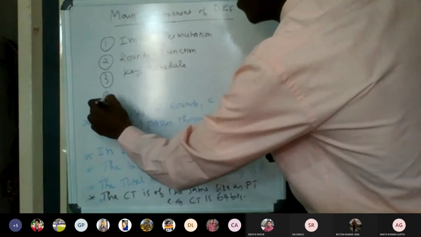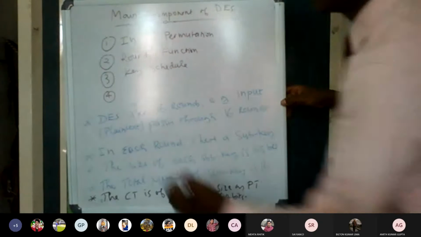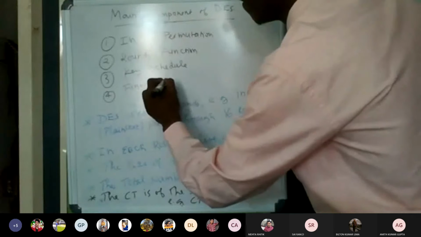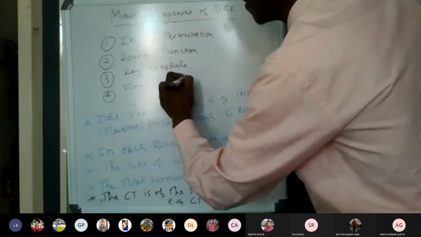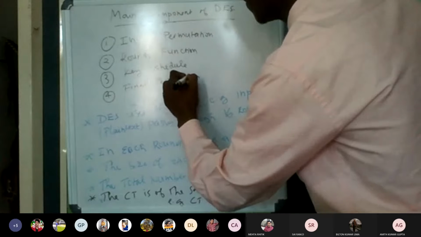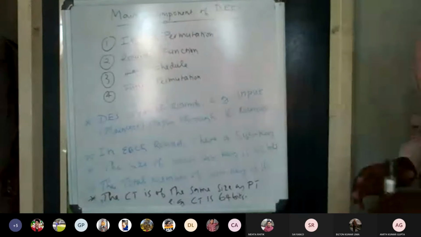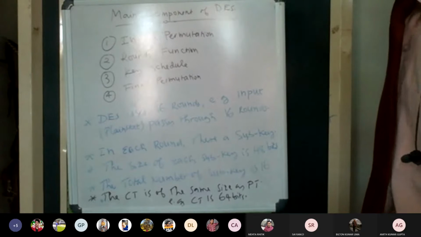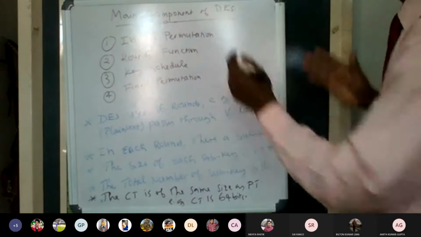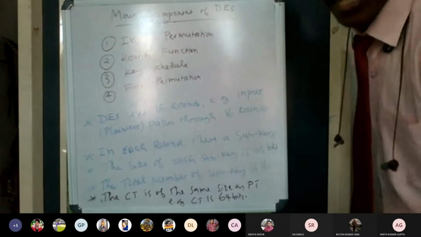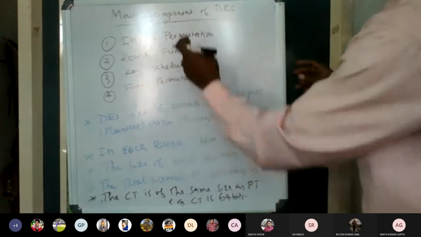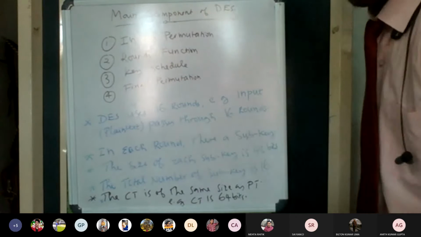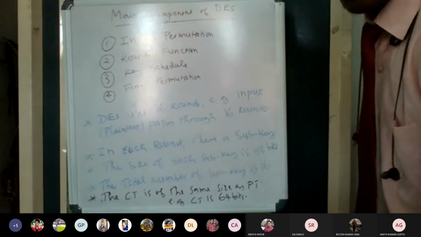Number four, we have something called the final permutation. So these are the four important points to understand in this Data Encryption Standard: initial permutation, round function, key schedule, and the final permutation.